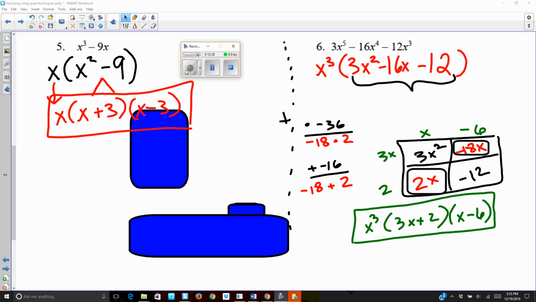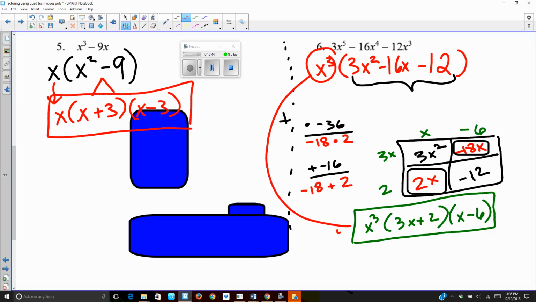So here's your answer to number 6. Remember, don't forget the GCF that you factored out at the beginning is part of your answer. A lot of you are leaving that off on this past test. All right, pause if you need to, but I'm going to go to the last page here.